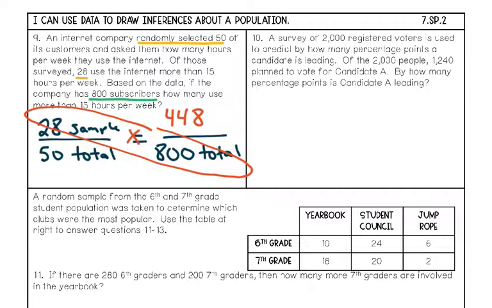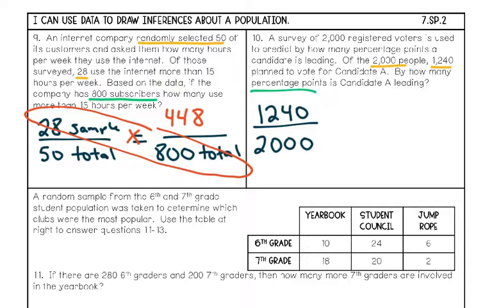We'll do the same thing for number 10. It says that 2,000 people are surveyed, and of the 2,000 people, 1,240 are planning to vote for candidate A. And then the question is asking about a percentage, about how many percentage points that candidate is leading. I'm starting with my fraction that I have. I have 1,240 out of 2,000. That is my part out of the whole, the sample out of the population.